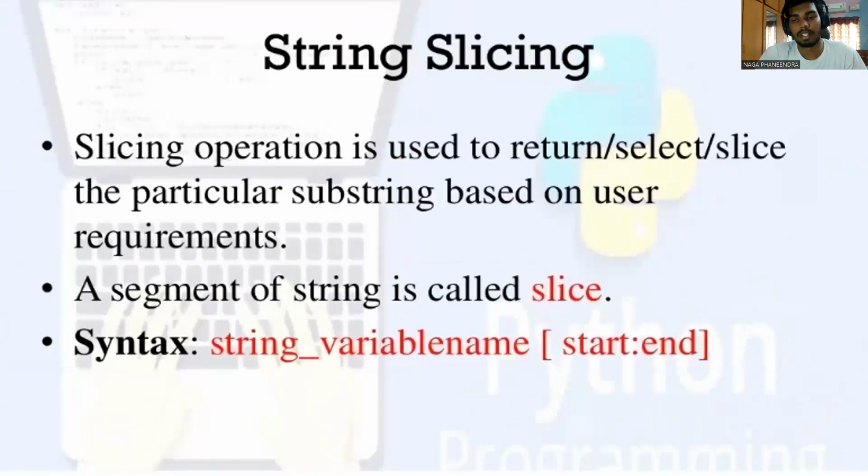And now the topic is string slicing. The string slicing operation is used to select or slice a particular substring based on our requirements. A segment of a string is called a slice. For example, take a word as a variable name and split that whole string into substrings, giving individual characters. Each of them is called a slice, and the syntax is the string variable name, from start to end, from where we want and until where we want, and the last character will not be printed.